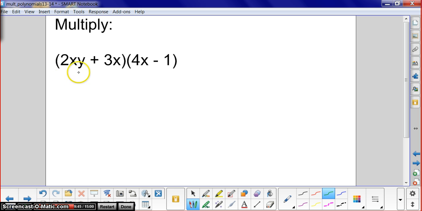So multiply 2xy plus 3x times 4x minus 1. You should have 4 terms, I think, when you're done. 4 terms. Give it a try.